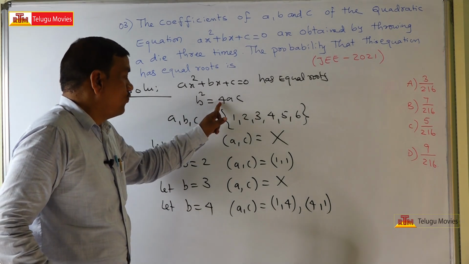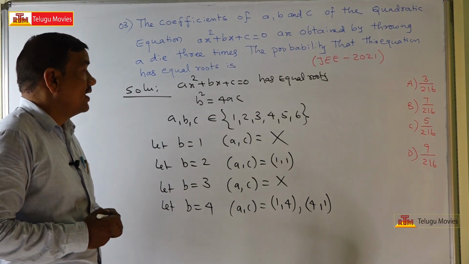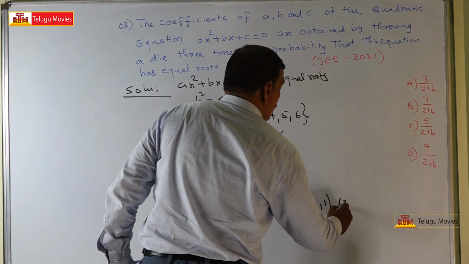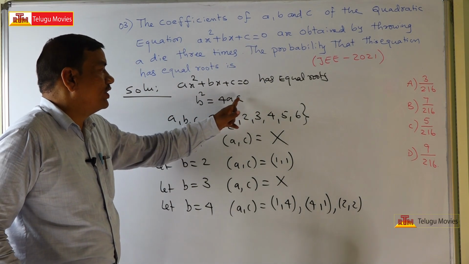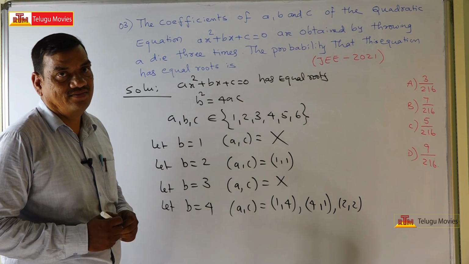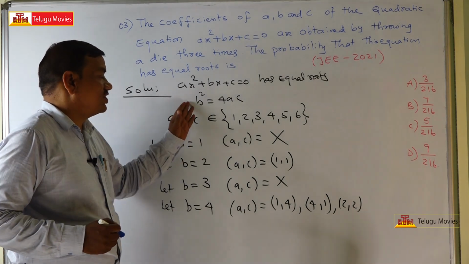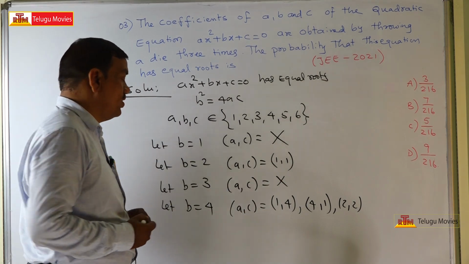Why? 4 into 4 into 1, that is also 16. Another case is also there. What is that case? 2 comma 2, that is 4 into 2 into 2. 4 2s are 8, 8 2s are 16. Understand? 8 2s are 16. So, that is 16 is equal. So, for this case we have 1, 2, 3 cases favorable.